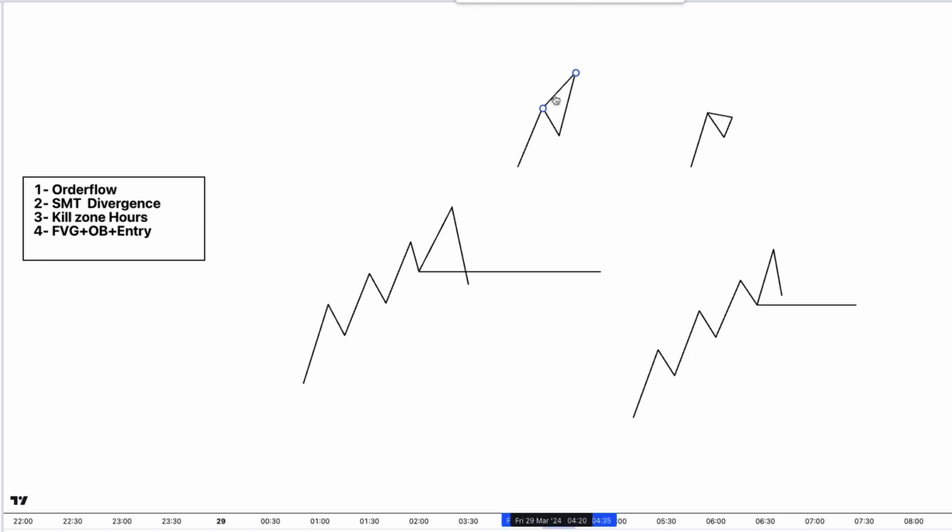When you have this SMT divergence, you want to trade the pair. You can either trade this pair after market structure shifts here, or preferably, what I recommend is you trade the pair or asset that sweeps the liquidity. And then you look for market structure shift on a smaller time frame.